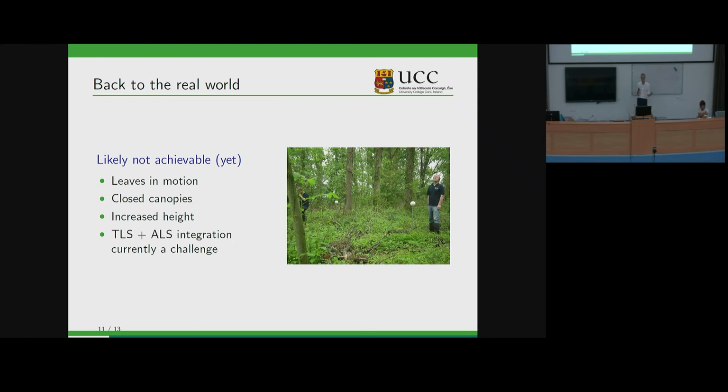Closed canopies are a challenge because you've got overlap between trees, of course, and we were only dealing with trees up to 10 meters high. What happens when you get into the trees that are 30, 40 meters high? Honestly, we don't know. And then finally, I said that if you could integrate TLS with ALS, that would be brilliant. We can't do it at the required resolution yet to make that achievable. So I say it's a fantasy, but you know, this is the tantalizing goal that's out there if we ever manage to do it.